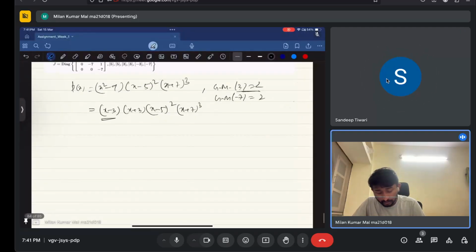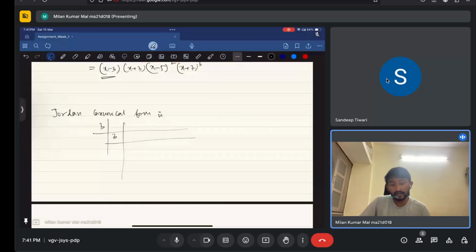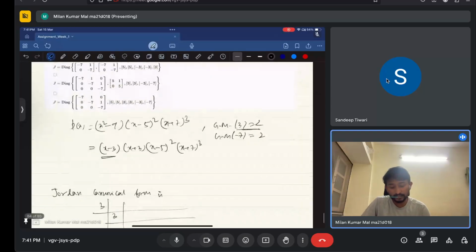So the Jordan canonical form is, first, 3 is the factor because the minimal polynomial contains only one factor, and the geometric multiplicity of 3 is 2. That means 3 will repeat twice. I don't know how many times minus 3 will repeat, I'm keeping that aside for now.